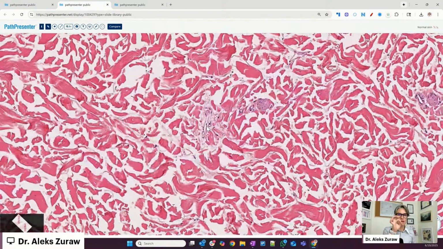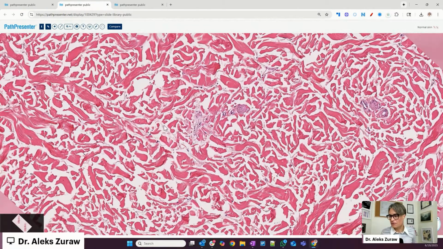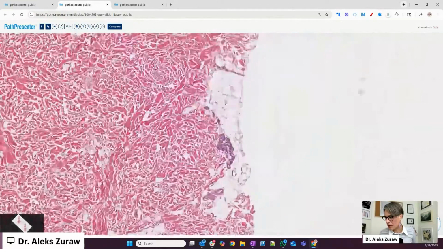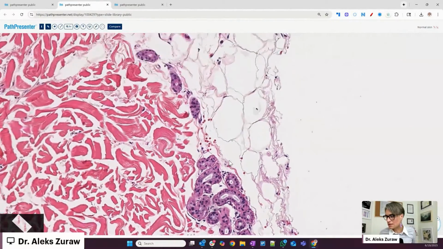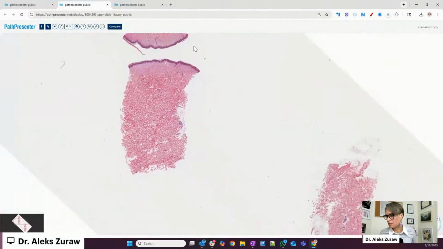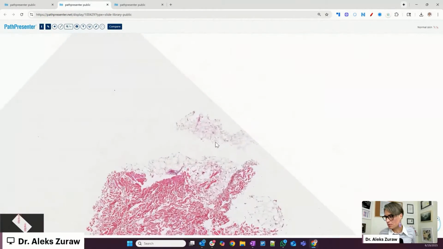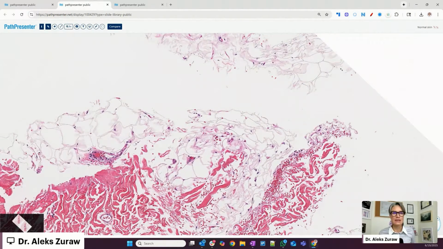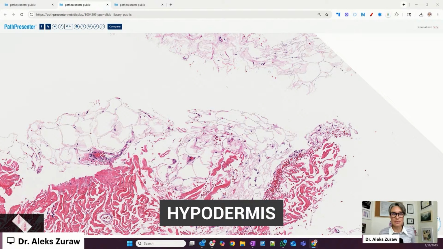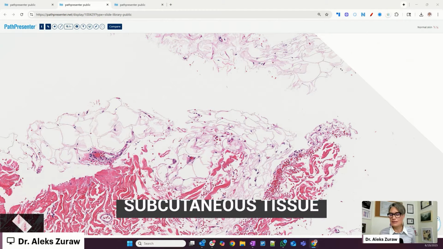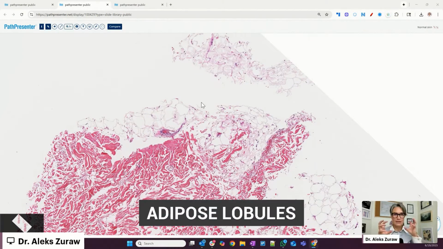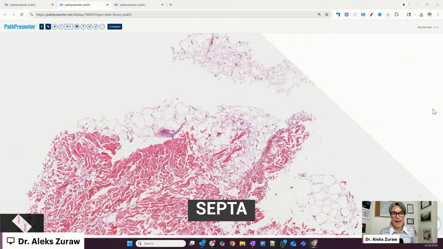Looks like a vein. The arteries are always a lot rounder and look firmer, and veins get flattened. Here we have a bunch of glands. And under the dermis is the so-called hypodermis, also known as subcutaneous tissue, and this is fat, adipose lobules, so fat separated by septa, and we also have blood vessels and nerves there.